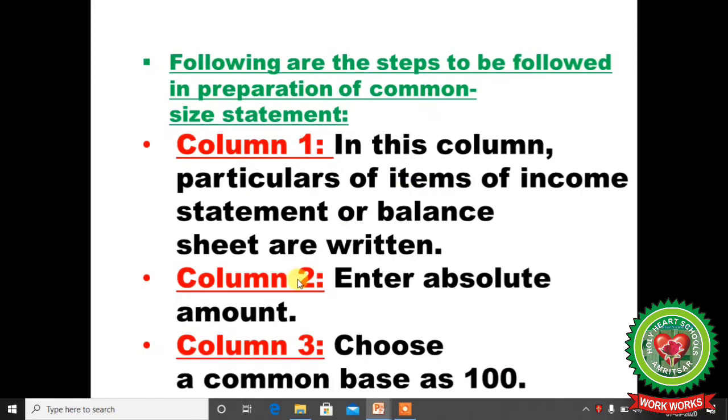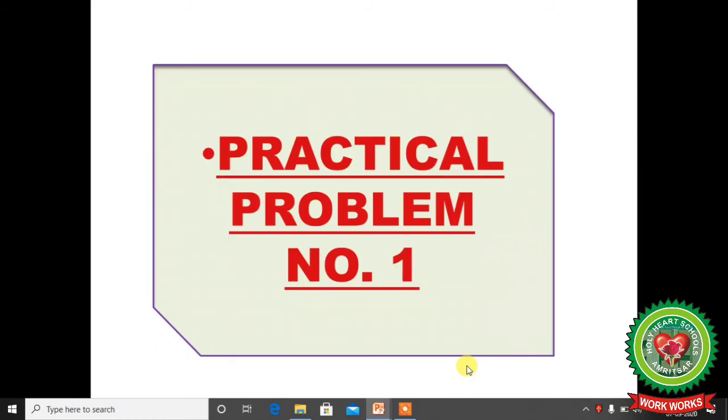Number 1, column. Here columns means you first maintain the columns. Number 1 column: in this column the particulars of items of the income statement or balance sheet are written. Second column, enter the absolute amount. Third column, choose a common base as 100. So here the main point is to choose a common base as 100.